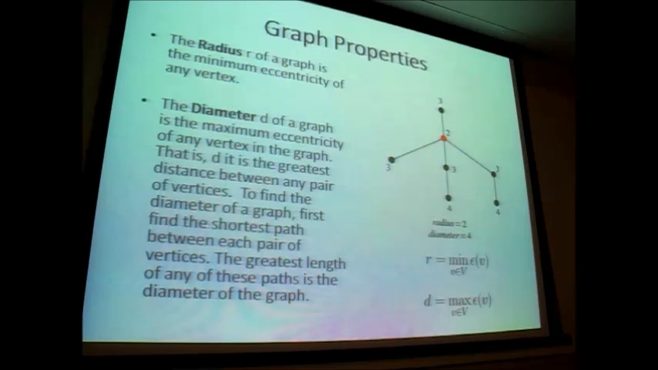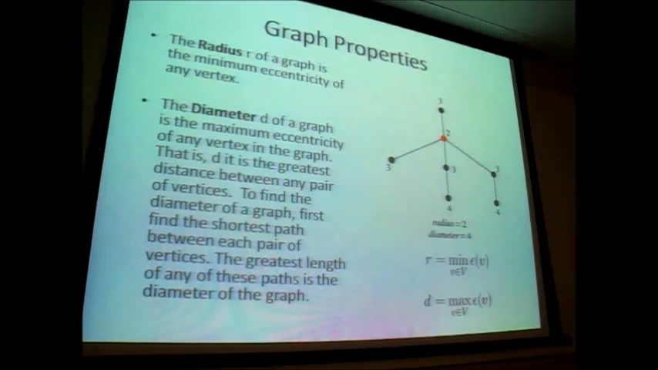So there's this concept of a radius and a diameter. The radius is the minimum eccentricity of any vertex. So what you do is you calculate the eccentricities of all the vertices, and then you take the minimum number. In this case, your radius is 2. The eccentricity, as I mentioned, is the longest shortest path to any other vertex. So you're calculating all of them, and then you're saying, okay, it's 2.